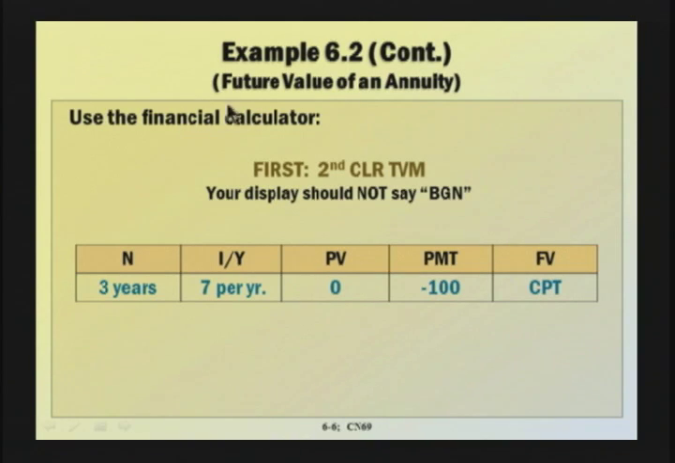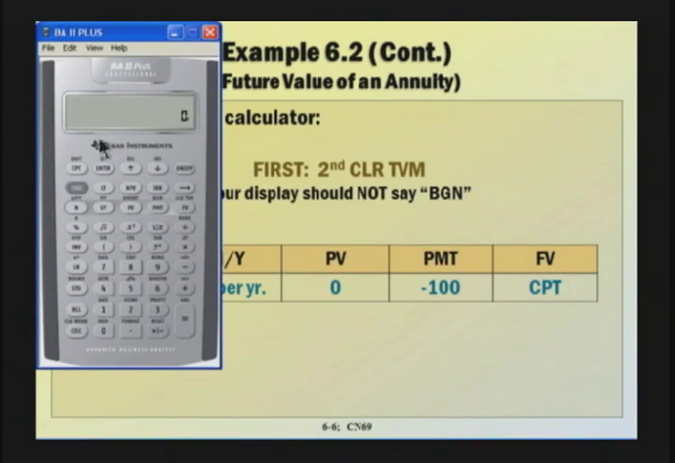So clear the calculator, enter the value 3 first, then press N, enter 7 for the 7%, then press IY, 100, negative using the sign change key, payment, and then compute, and then press future value.